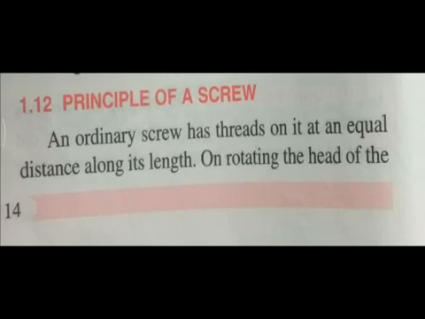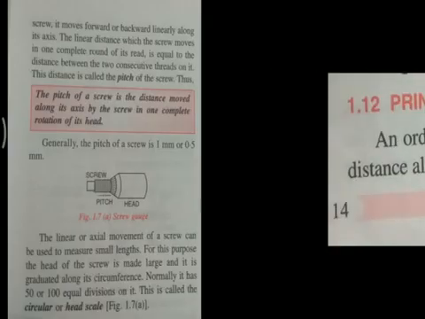Screw gauge depends on the principle of a screw. All of you have seen a screw. A screw has threads on it at equal distance along its length, right? Have you seen the circular parts on the screw? These circular rings are called the threads, and each and every circular ring has the same distance between them. The consecutive threads have the same distance in between them.